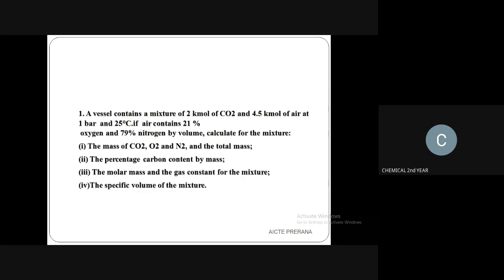Just I will recall it. We are having a vessel. Just consider one vessel that contains a mixture of 2 moles.